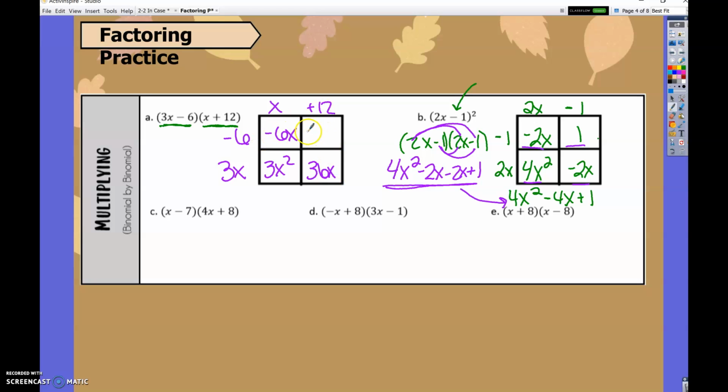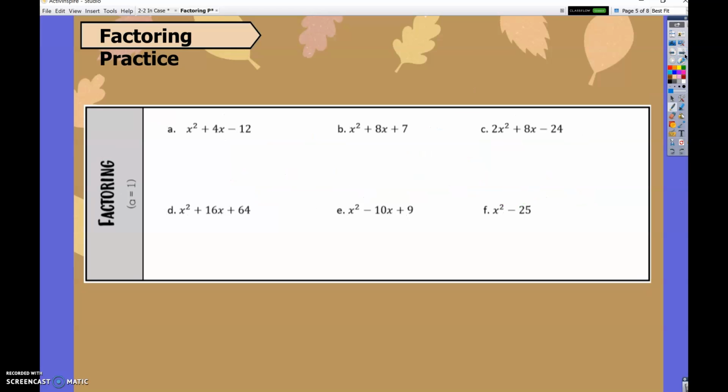And 12 times 6, so minus 72. So I would be combining my terms to give me 3x squared plus 30x, that's taking 36 minus 6, and minus 72. Our next type of factoring... or that was multiplying, I'm sorry, that was multiplying out here.